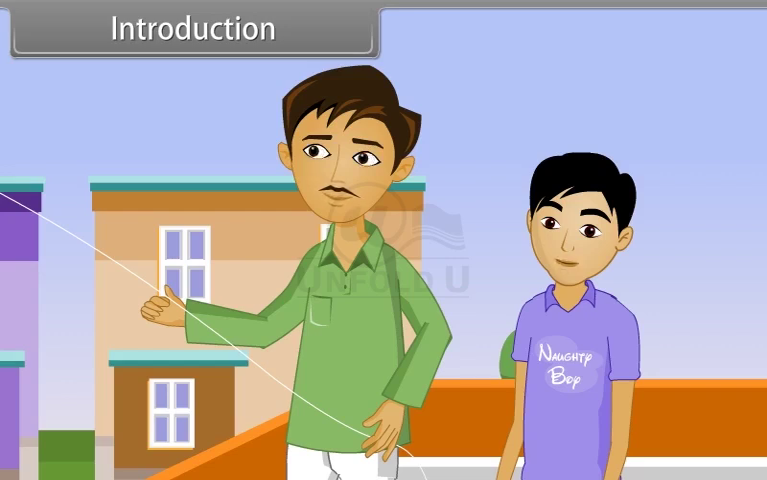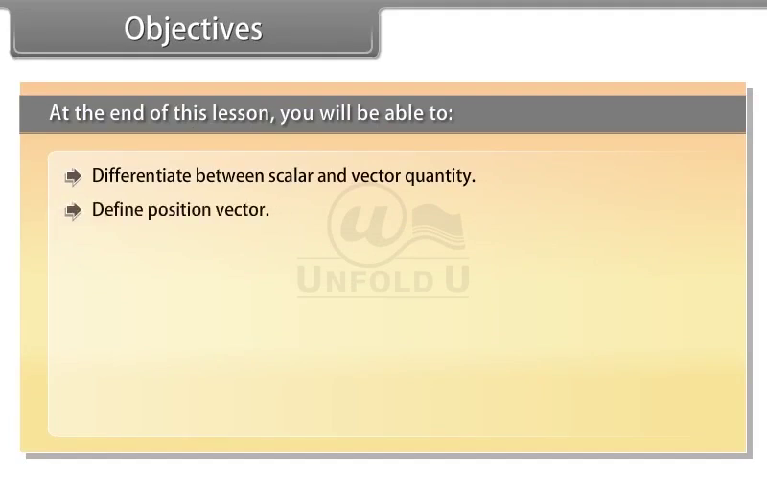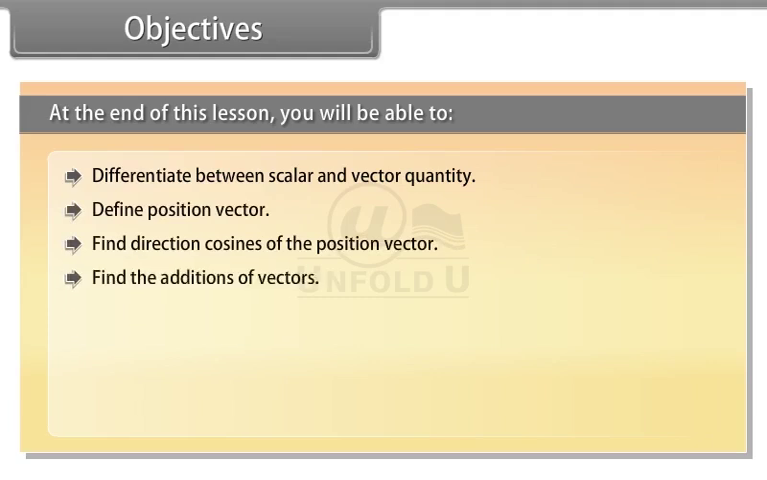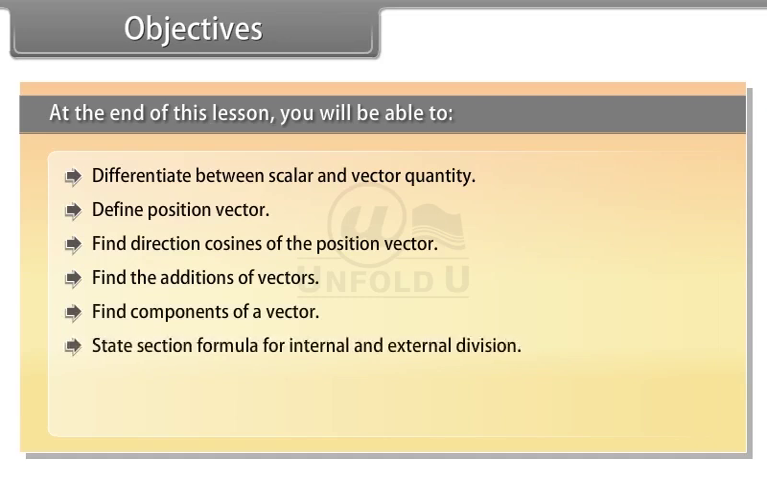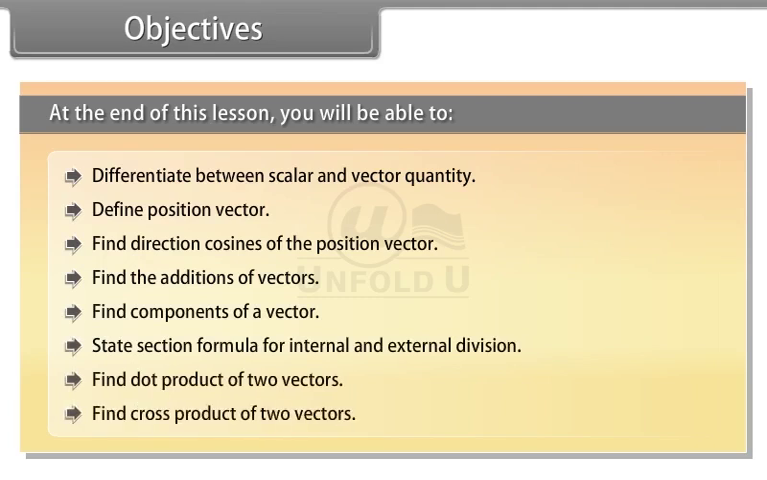Yes, Dad. In this lesson, you will learn the operations on vectors. Objectives. At the end of this lesson, you'll be able to differentiate between scalar and vector quantity, define position vector, find direction cosines of the position vector, find additions of vectors, find components of a vector, state section formula for internal and external division, find dot product of two vectors, find cross product of two vectors.